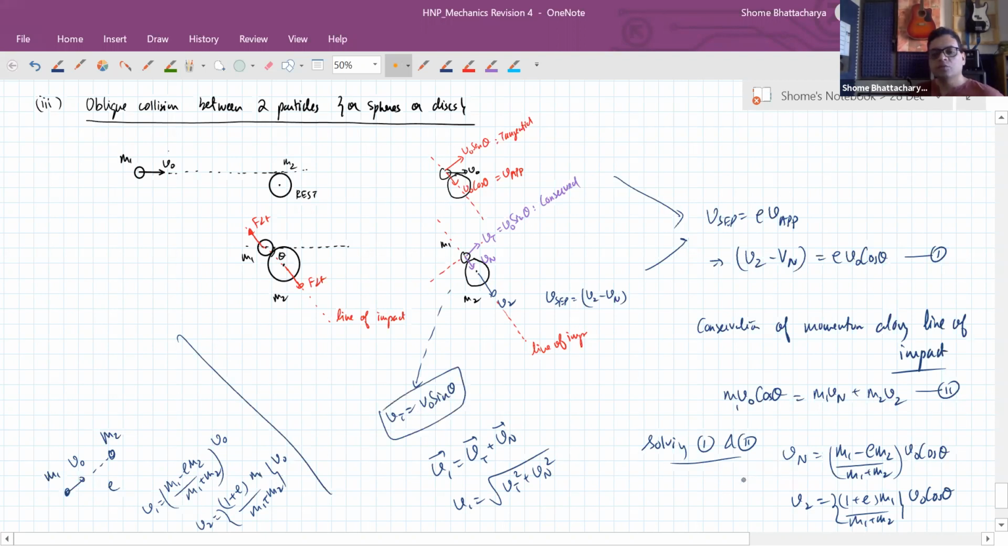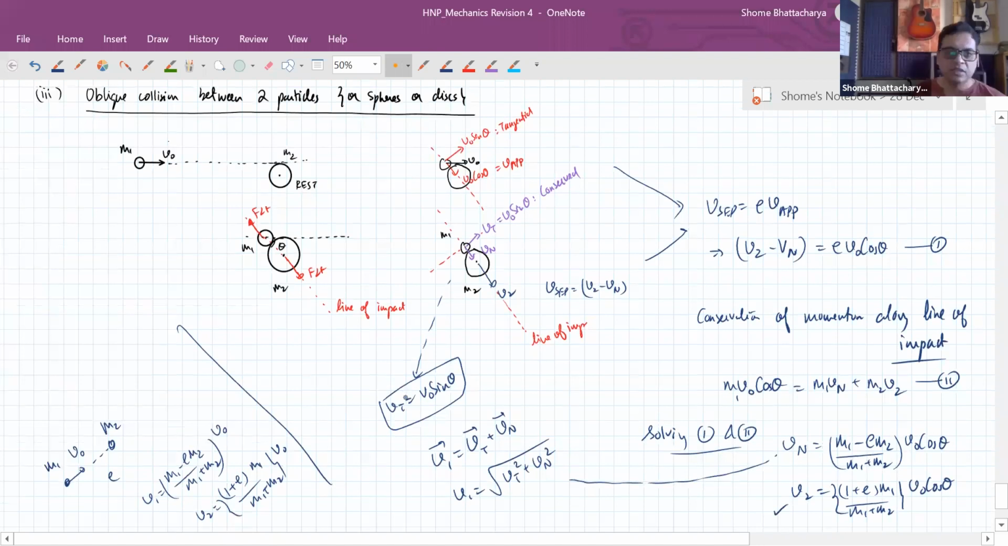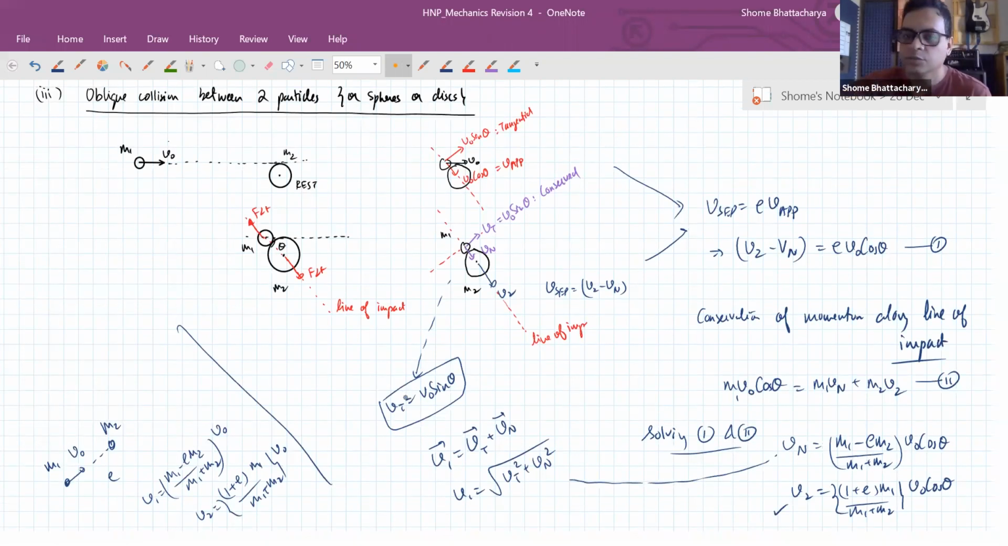And from here we know the normal component. And V2 is directly this. So this is the general method of solving. Now, obviously, in certain cases, theta will be directly given to you. In certain cases, we have to calculate it by geometry. So we'll come to that also.